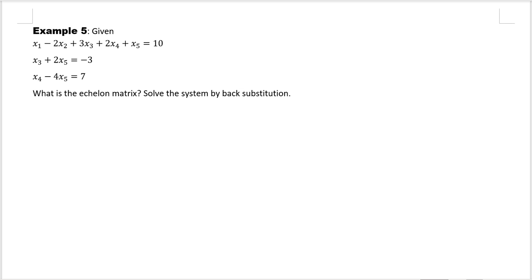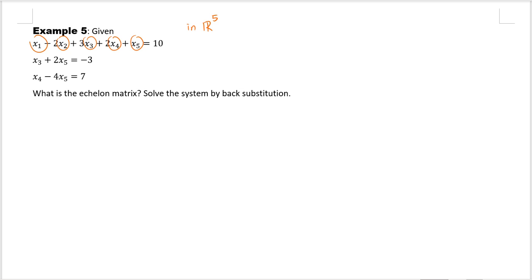Hi everyone, welcome back. Last time we talked about how to use Gaussian elimination to solve a system of 3 equations and 3 unknowns. So now let's increase the number of variables and see what happens. Consider example 5. Now we have 3 equations, but we have 5 unknowns. So this is actually in R5. So we have 3 equations in R5. What is the echelon matrix? Solve the system by back substitution.